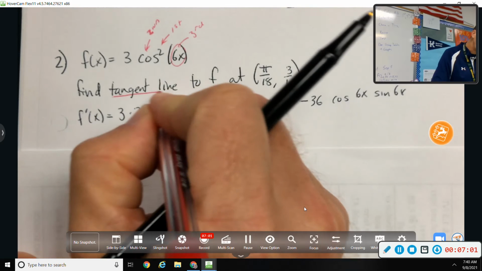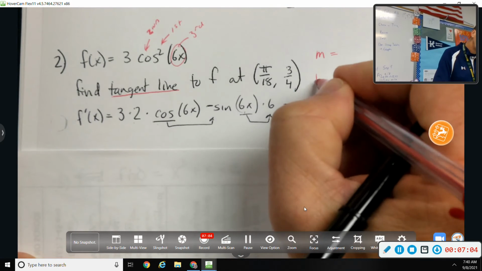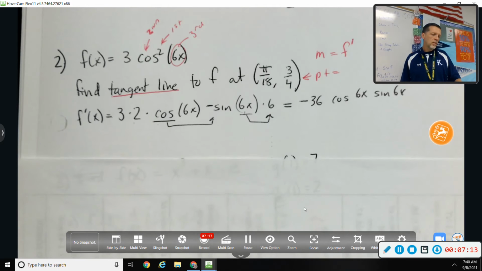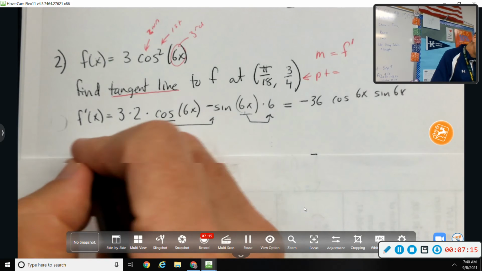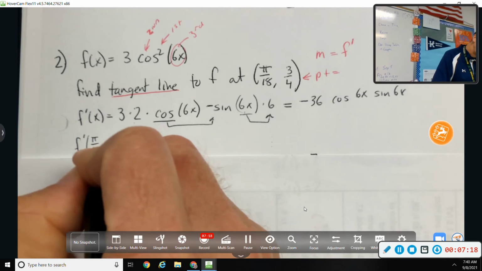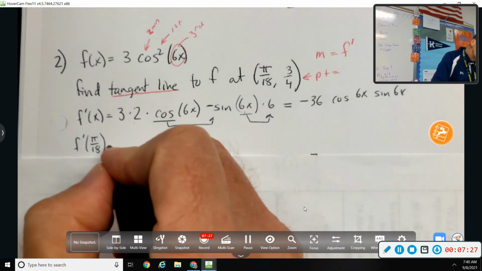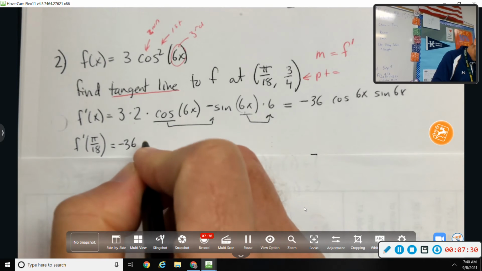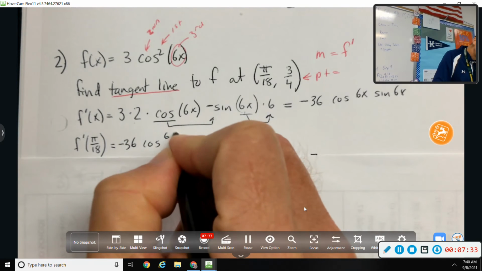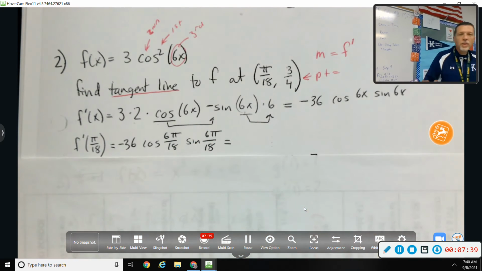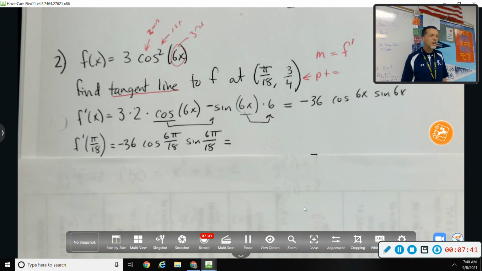Maybe we should have started by thinking that tangent line means we need slope and a point. Well, the point it gave us, the slope is the derivative, and that's what we're working on right now. So I need the derivative at pi over 18, which seems like a terrible place to take a derivative because pi over 18 is not on the unit circle. But when we plug it in, cosine of 6 pi over 18, sine of 6 pi over 18, both of those become pi over 3, which is a unit circle thing, so it worked out okay.